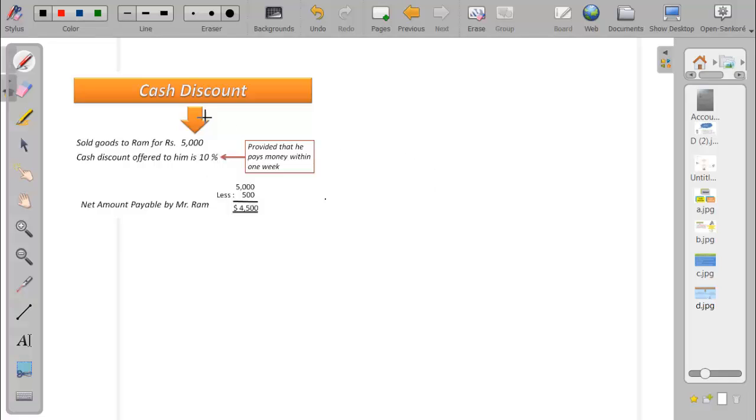Okay, now see, first we will pass entry for this transaction. First we sold the goods. Now what happened in the business? Goods are gone. And who got the money? We didn't get the money right now because we sold goods to Ram on credit basis. So Ram will pay us money later on. So that's why in place of cash we have to write Ram, because from Ram we have to recover the money. Clear?